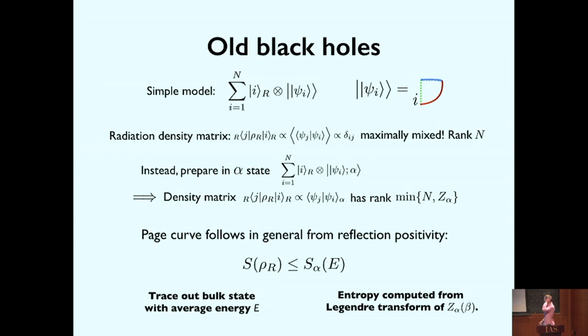Okay, so I'll say what that means later. And in generality, we can prove something just using reflection positivity that says that if I prepare any state like this in the most general circumstance and I compute the entropy of the radiation, it's always less than the entropy of some thermal entropy. And this thermal entropy is computed from a Legendre transform of the partition function.